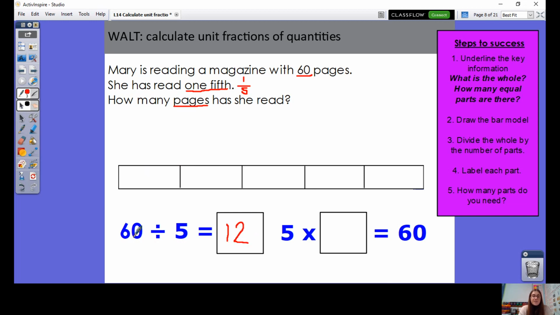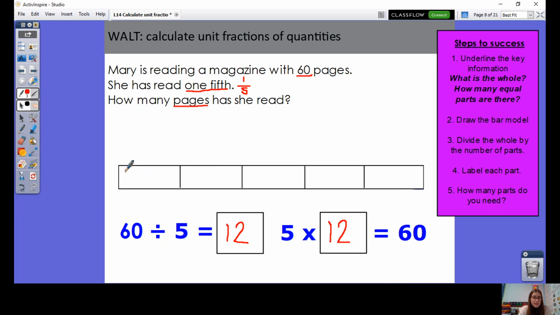But obviously when we're doing division, we can also rearrange it into a multiplication sum. So 60 divided by 5 is the same as asking myself 5 times something equals 60. And I know that by now we're all really good at our 5 times table. So if you can't just do that in your head, you can switch the sum around and make it a multiplication sum. And then you know that 5 times 12 equals 60.